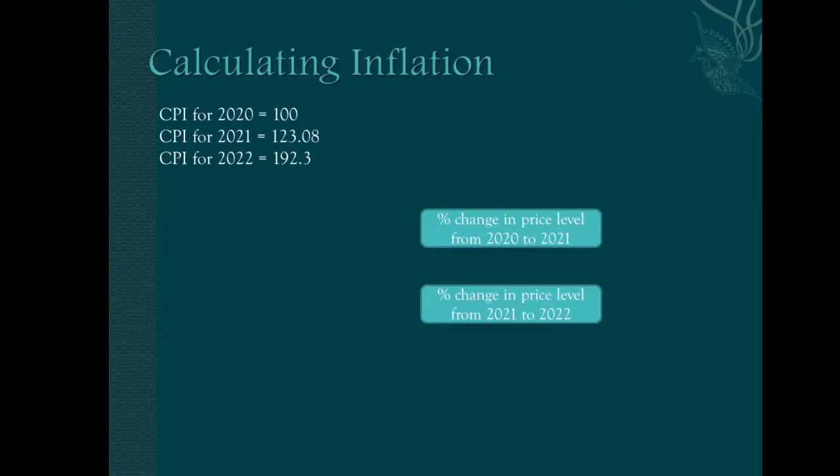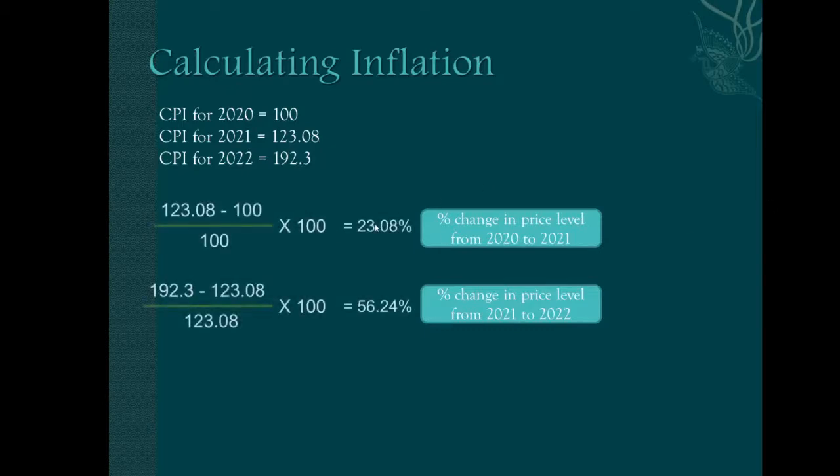Okay, and for the next one, let's see. Just like that. New minus old, divided by old. That's how you find the difference between different years. Just like that, and you'll be able to find inflation rates. So they are the inflation rates from year to year.